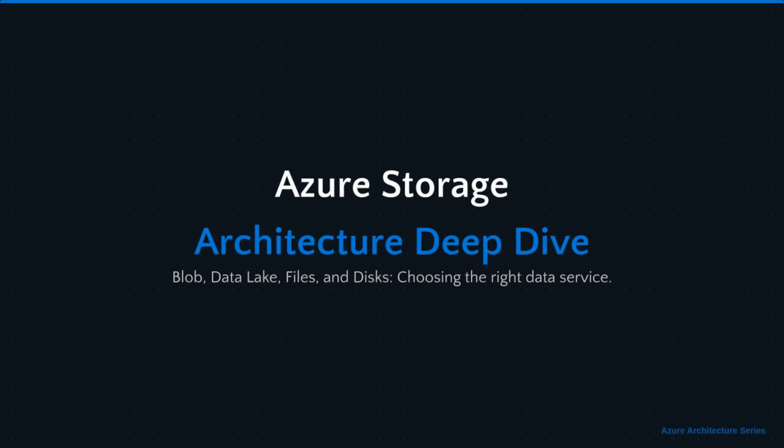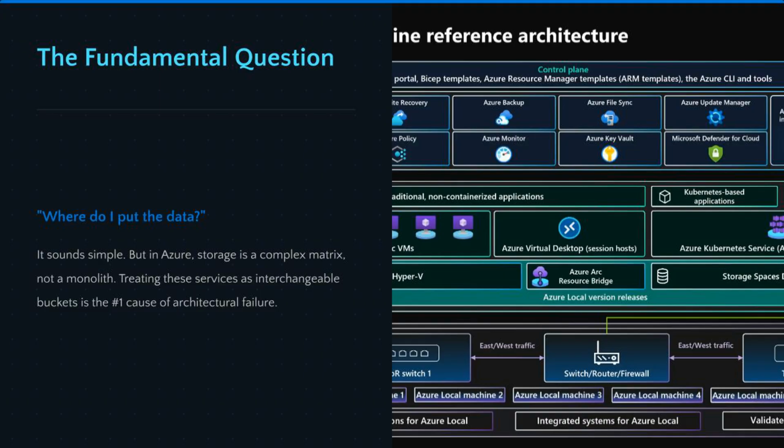Now, I see this happen constantly in architecture reviews. Engineers treat these services as interchangeable buckets. They think, storage is storage, I'll just pick the cheapest one. If you pick the wrong one, three things are going to happen. First, your application performance is going to bottleneck in ways you didn't anticipate. Second, your management overhead is going to skyrocket because you're fighting against the service's native behavior. And third, and this is the one that gets people fired, you get a bill at the end of the month that is 10 times higher than you estimated because you fundamentally misunderstood how transaction costs work versus capacity costs.